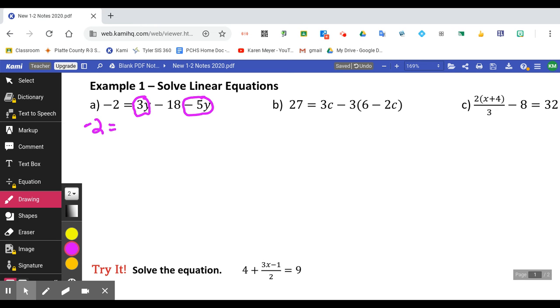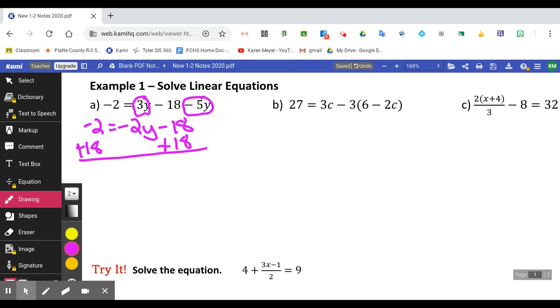So 3y minus 5y is negative 2y. Now my job is to get the y all by itself. So I want to take that minus 18 and move it to the other side. And to do that, you have to use the opposite operation. So the opposite of subtracting is addition. So add 18 to both sides.